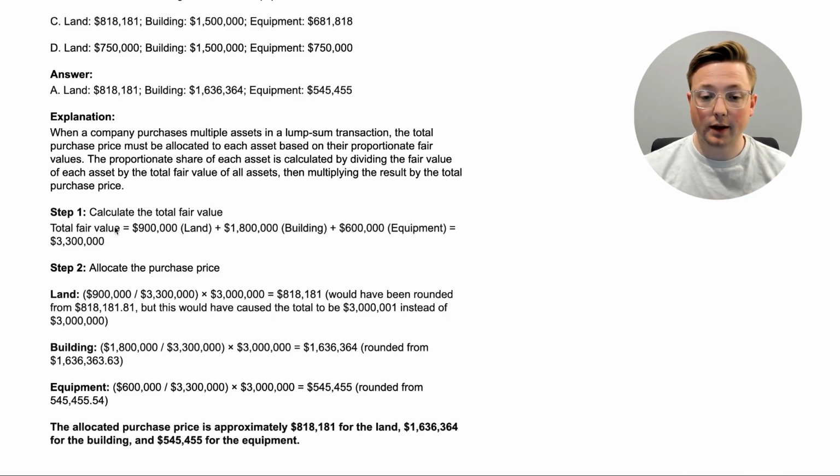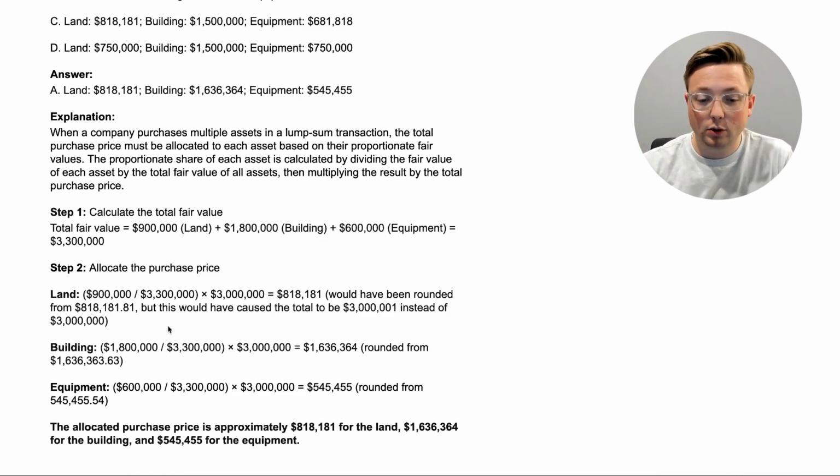Based off of that, we have to allocate how much of that purchase price is going to go to each asset so that we can know how much to capitalize for each asset. The land was $900,000 of the $3,300,000. We take that percentage and multiply it by $3 million, and that gets you $818,181 of the $3 million apportioned to the land. If you did this with a calculator, it was $818,181.81, so I would have probably rounded that up to $82.